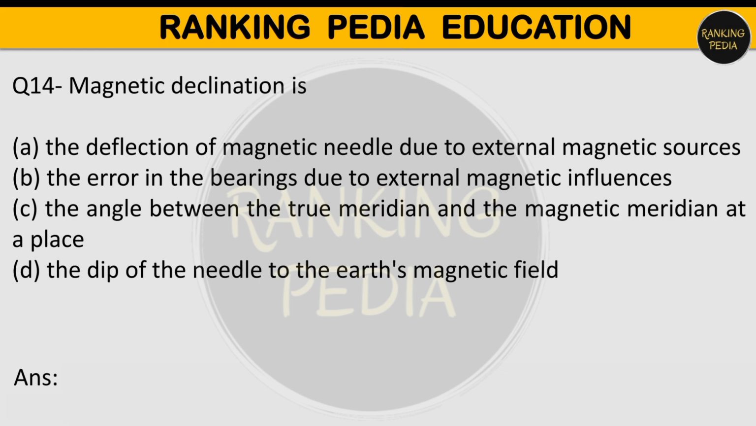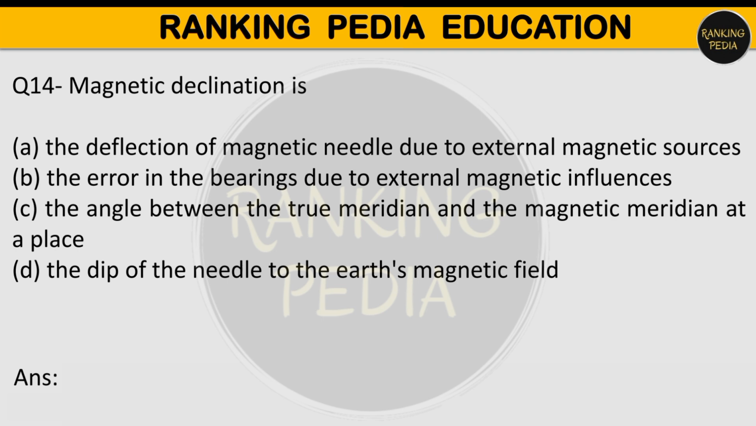Next question is, magnetic declination is. So you have to answer among the options. Option A is the deflection of the magnetic needle due to external magnetic sources. Option B is the error in the bearing due to external magnetic influences. Option number C is the angle between the true meridian and the magnetic meridian at a place. Option number D is the dip of a needle to the Earth's magnetic field.